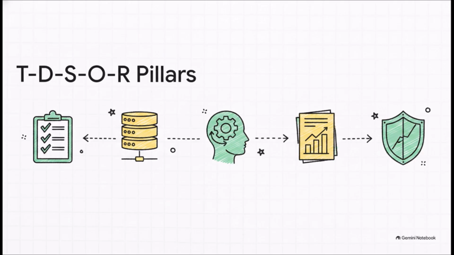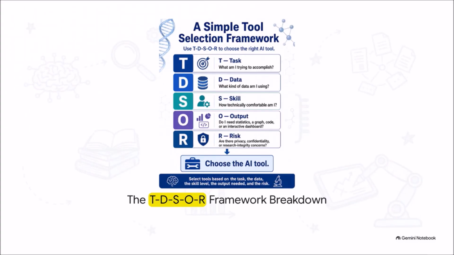These are the 5 core pillars you absolutely must assess every single time you consider bringing a new AI application into your workflow. Let's unpack these pillars a bit. First up is T for task. You have to ask yourself, what exactly am I strictly trying to accomplish here?